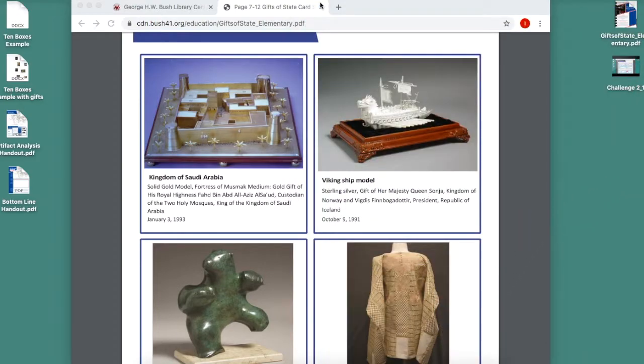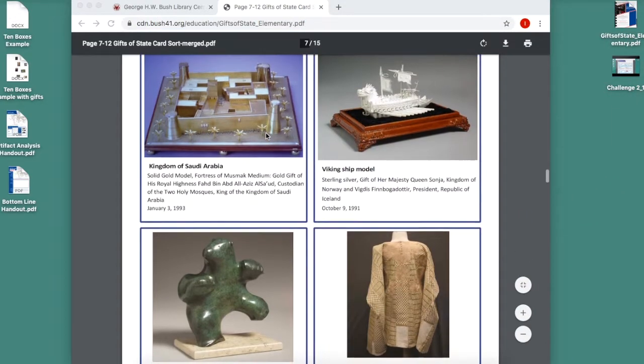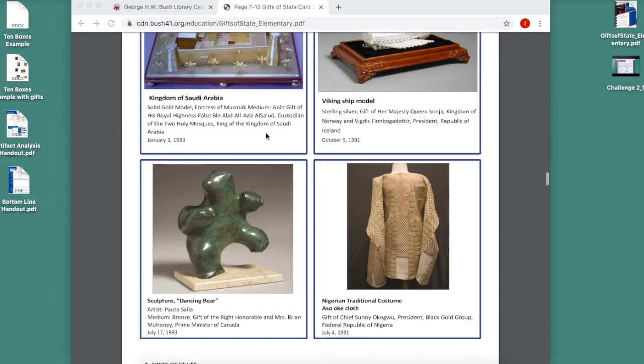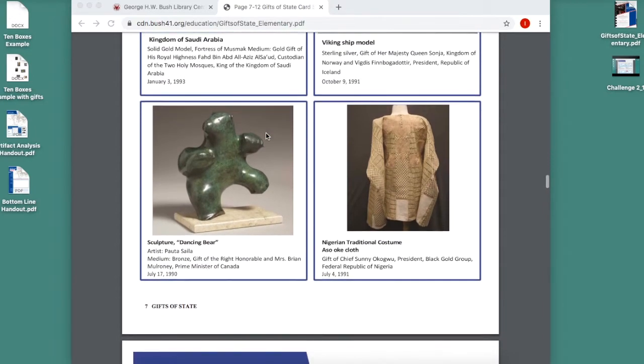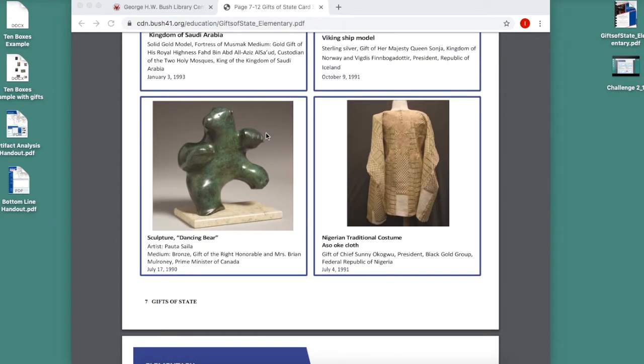All right, so let's look back at pages 7 through 12 of the handout. These are just several of the gifts of state that President George H.W. Bush received on behalf of the American people during his presidency. I am paraphrasing a touch, but Article 1, Section 9 of the Constitution states, "No person holding any office shall accept any present or title of any kind from a foreign state."